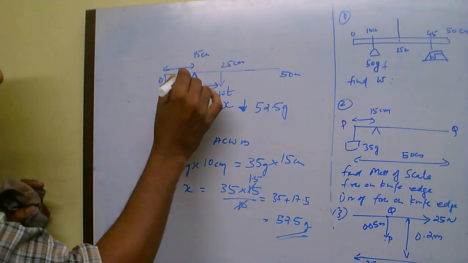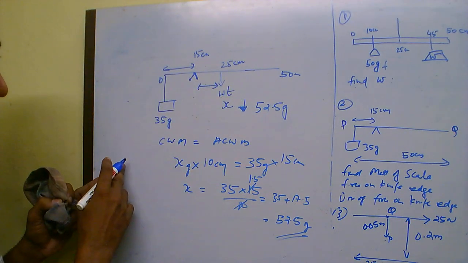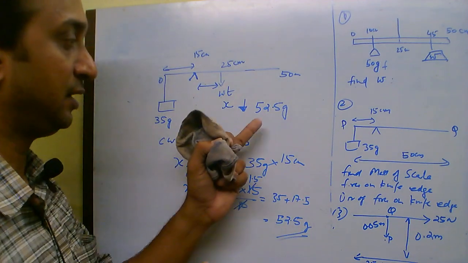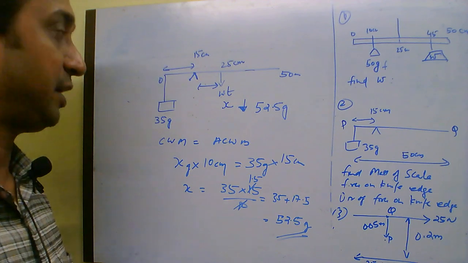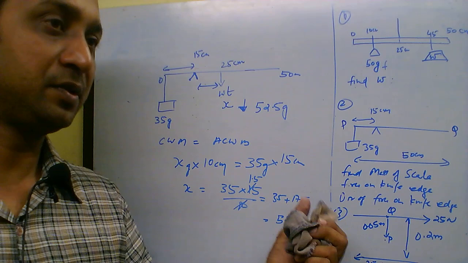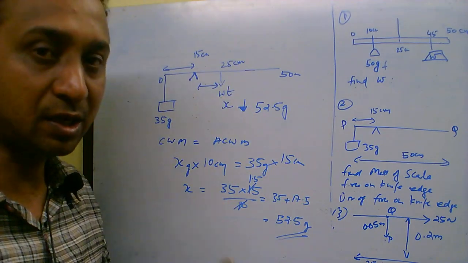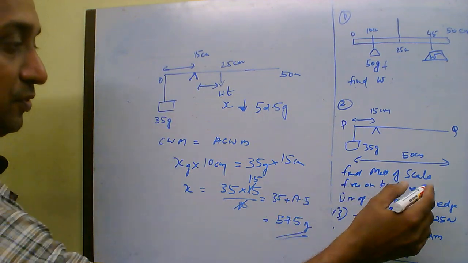See, what does the knife edge feel? The knife edge is balancing on one side 35 grams, and on the other side it is feeling 52.5 grams. Assume the knife edge as yourself. On one side you have some weight, on the other side you have some weight. So what do you feel? You feel the sum of both. So what is the force felt? What is the force on the knife edge?